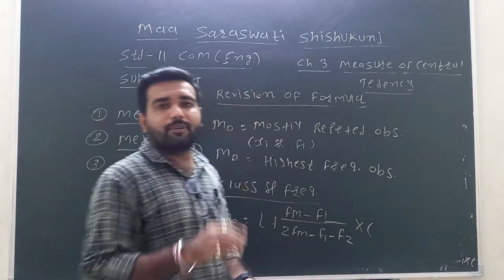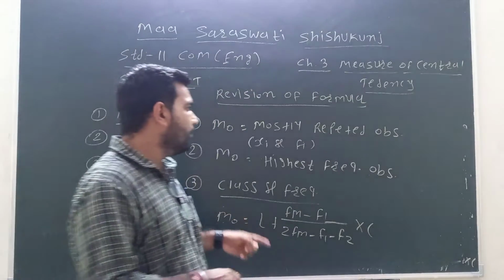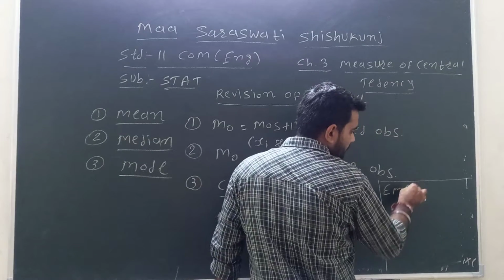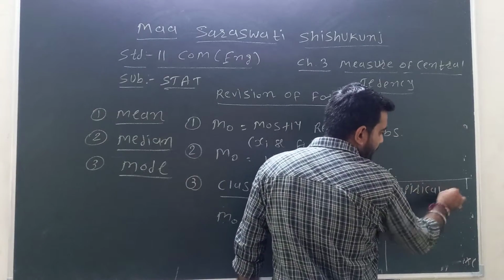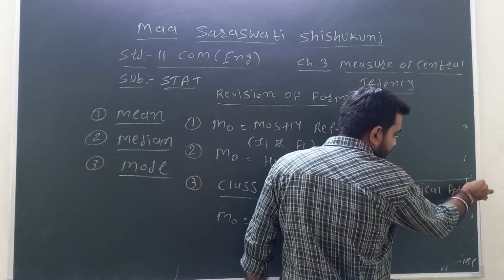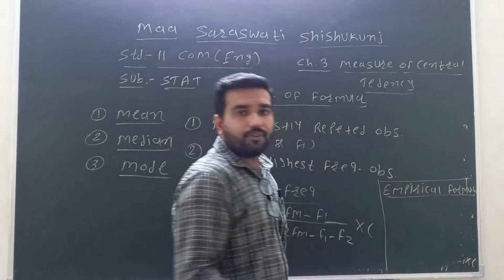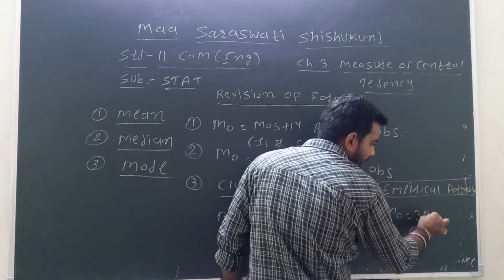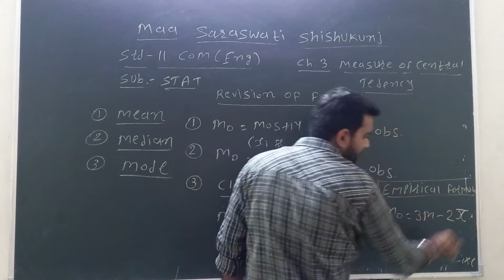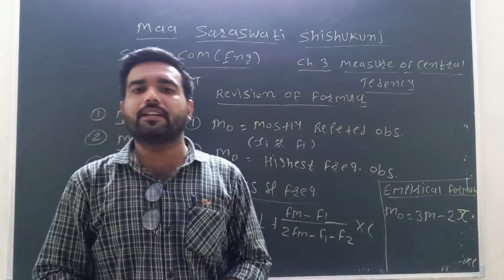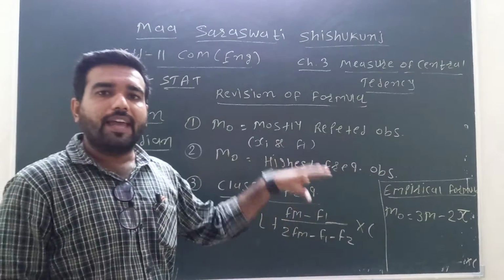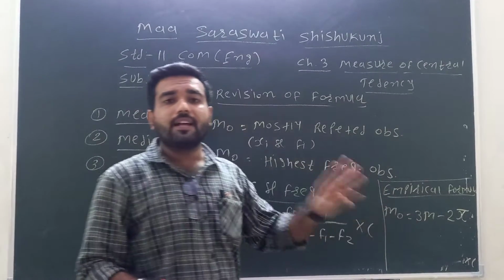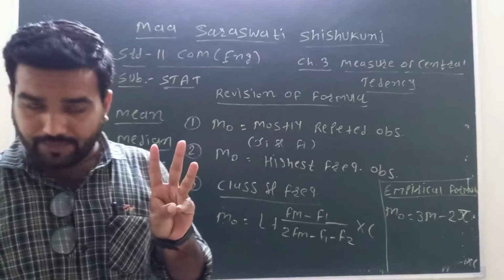Now another formula of the mode is the empirical formula. The empirical formula for the mode is MO is equal to 3M minus 2x bar. M means median, x bar is equal to mean. But when we use the empirical formula, there are mainly three conditions to use it.